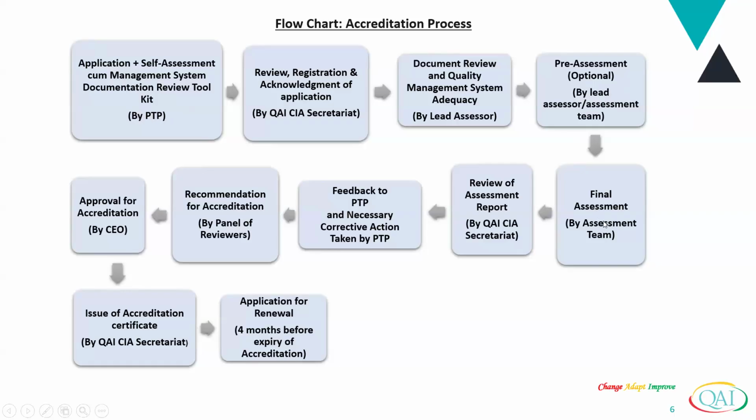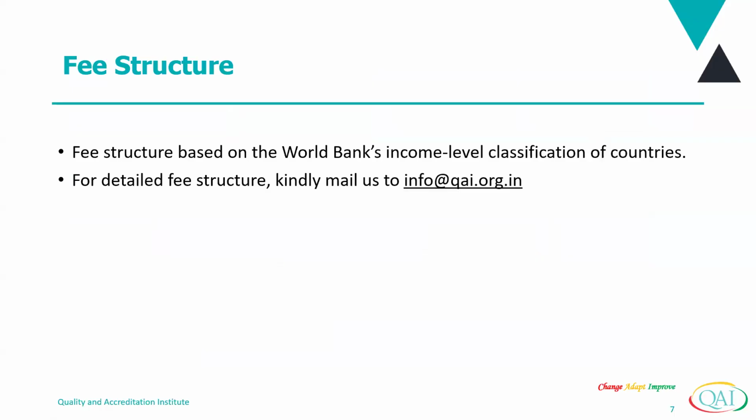Then the final assessment, to be done by the assessment team. Then review of the assessment report, to be done by the QACI Secretariat. Then feedback to the PTP and necessary corrective action taken by the PTP. Then recommendation for accreditation. For this, we have a panel of reviewers which recommends accreditation for the PTP. Then approval of accreditation, to be done by our CEO. Then issue of the accreditation certificate, by the QACI Secretariat. Then again, you have to apply for renewal of accreditation, four months before expiry of your accreditation validity. Now, the fee structure is based on the World Bank income level classification of countries.